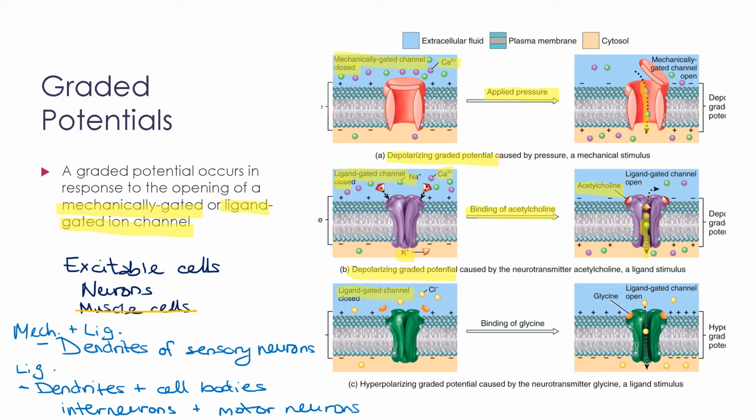And another ligand-gated channel, which requires the binding of glycine, so that when glycine binds, it allows chloride into the cell, making the inside of the cell more negative, or a hyperpolarizing graded potential.